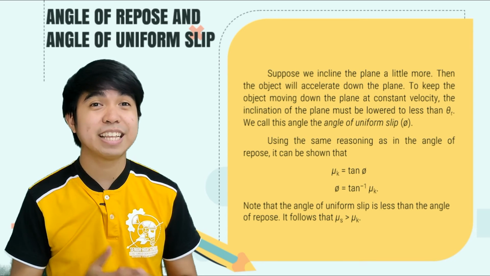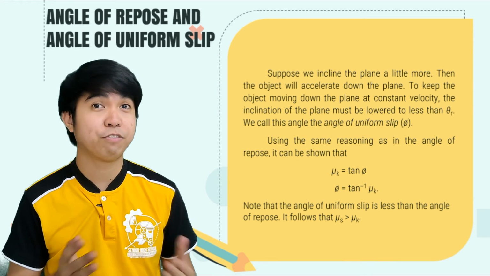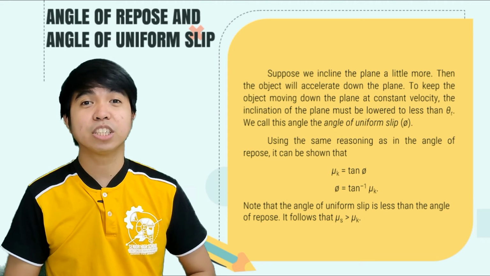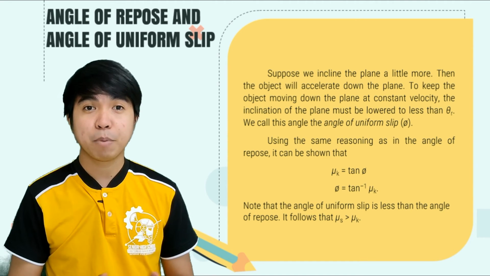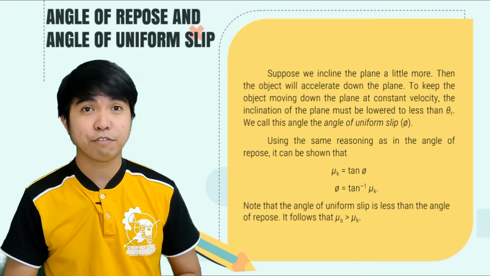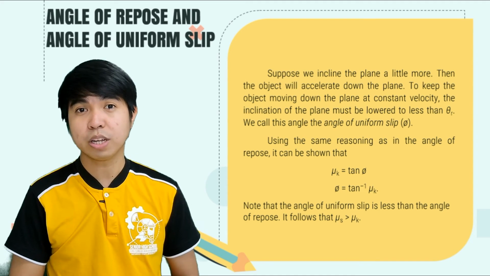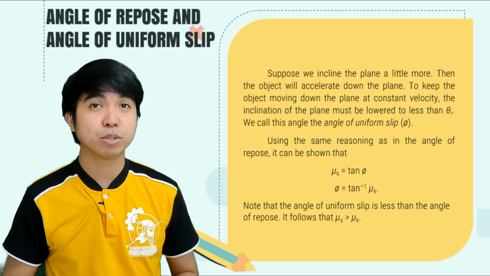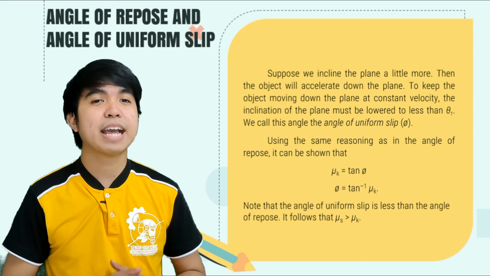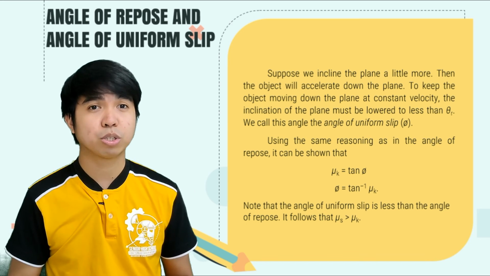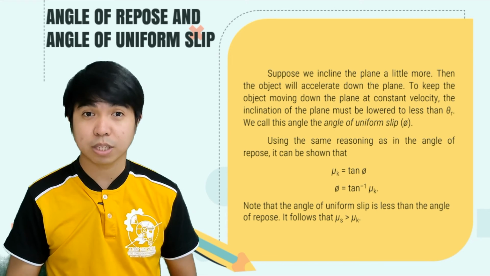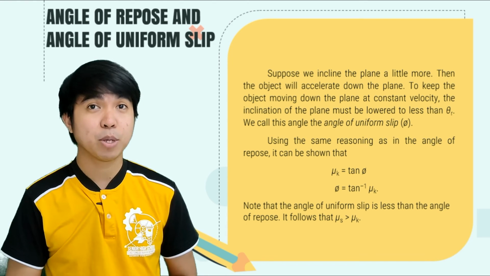We call this the angle of uniform slip, or phi. Using the same reasoning as in the angle of repose, it can be shown that mu sub k is equal to tan phi, where phi is equal to inverse tan mu sub k. Note that the angle of uniform slip is less than the angle of repose. It follows that mu sub s is greater than mu sub k.